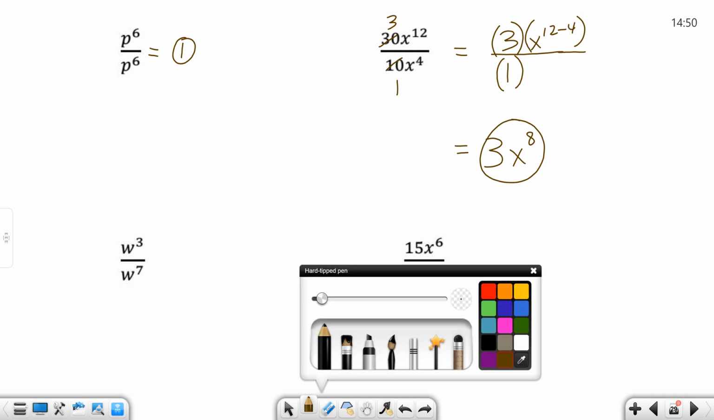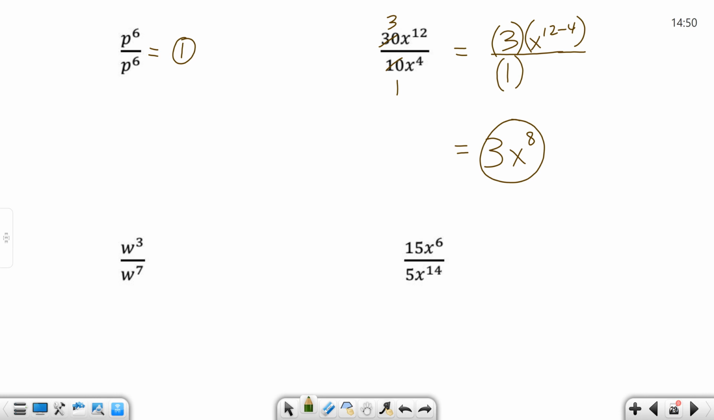All right, so let's look at the next one with w's in it here. W to the 3rd over W to the 7th. Again, just W over W. How many W's are left over and where are they? Well, there's more in the bottom, 7. So that means my W's are left over down here. W to the 7 minus 3, but that's in the bottom of the fraction.